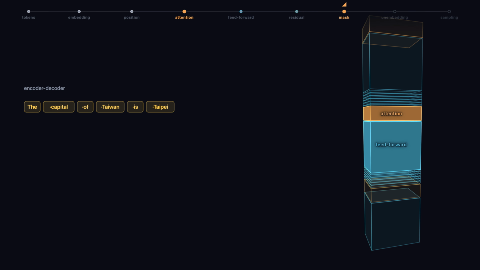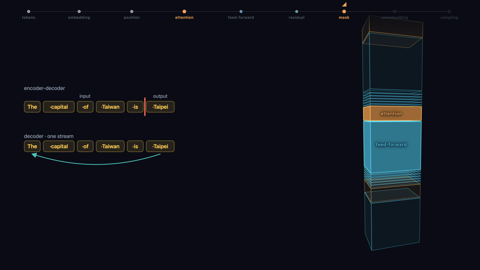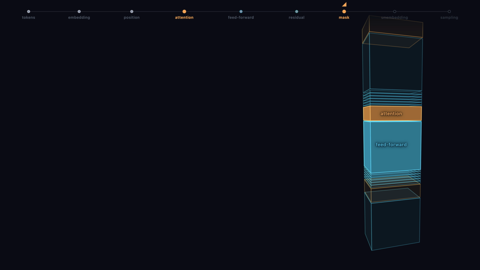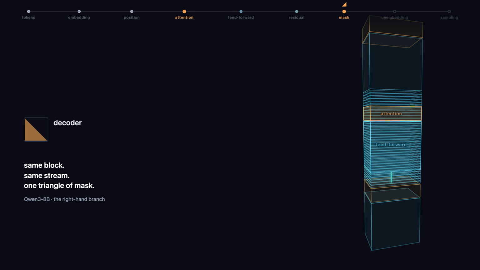An encoder-decoder needs to know where the input stops and the output starts. A decoder does not. It has one stream of tokens, and it predicts the next one forever, and it does not care whether a given token came from you or from itself. That turns out to be the more general machine. Instruction, conversation, code, tool calls, they are all just tokens in front of other tokens. So every model you actually generate text with today is the right-hand branch. Same block, same stream. One triangle of mask.